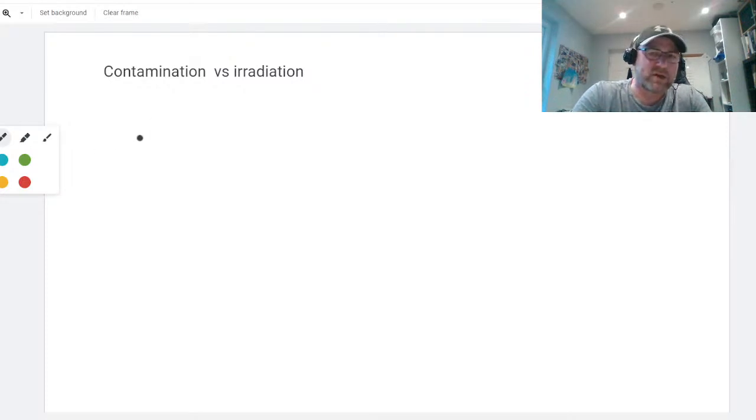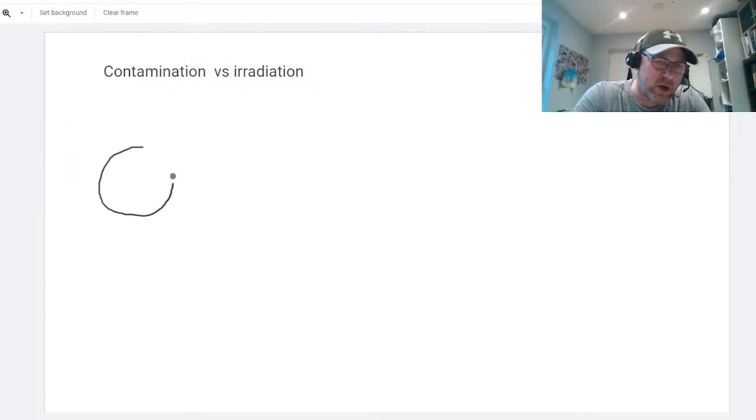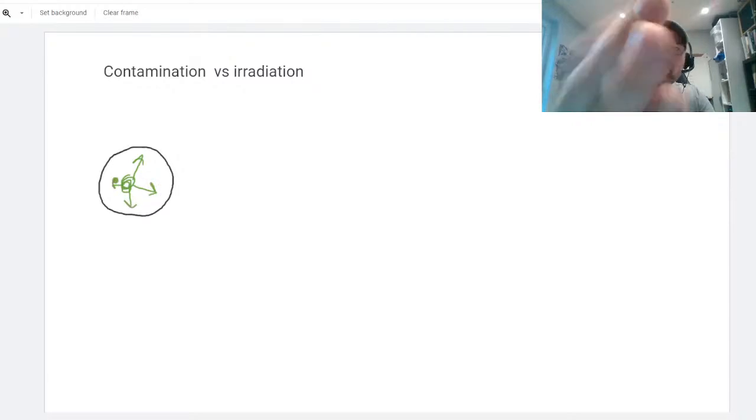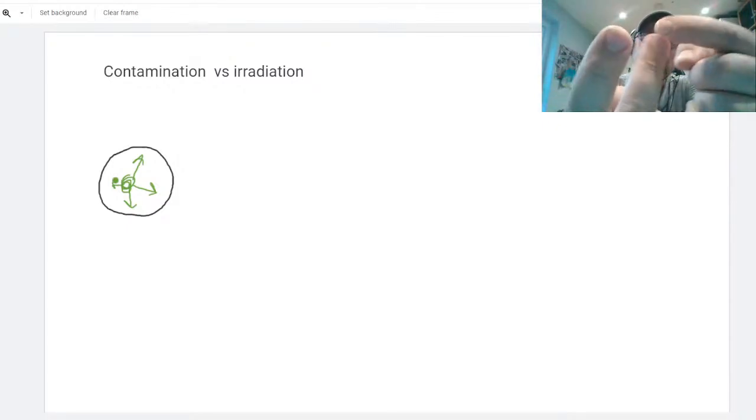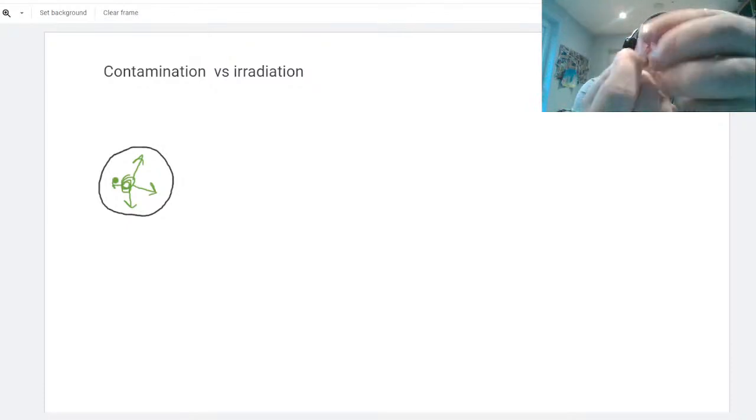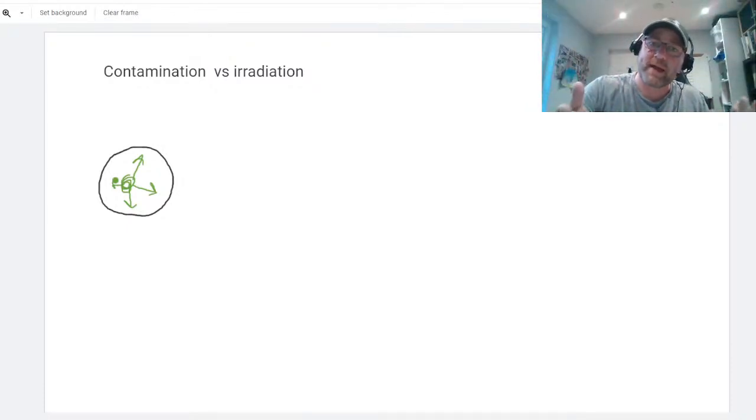Okay, contamination versus irradiation. Contamination is worse. They're both bad. What do you need to know about them? Right, here's my radioactive bit of alpha. It's inside this object, and it is ionizing all the cells in this object. If I got radiation under my fingernails, if I got some sample under there, I'd be contaminated. If I got it in my hair, if I swallowed it, once it's inside me, I'm contaminated.